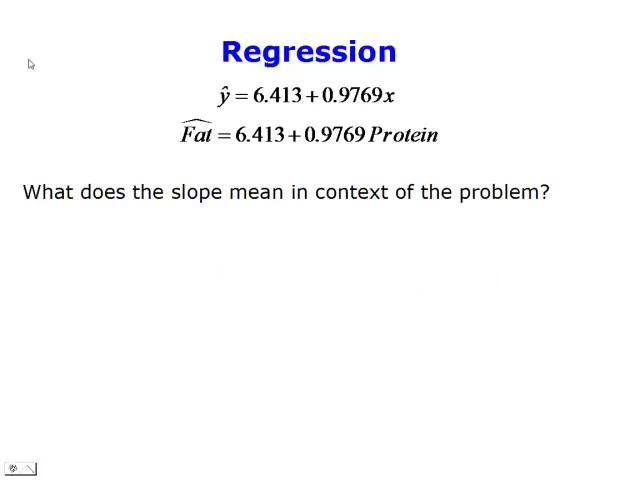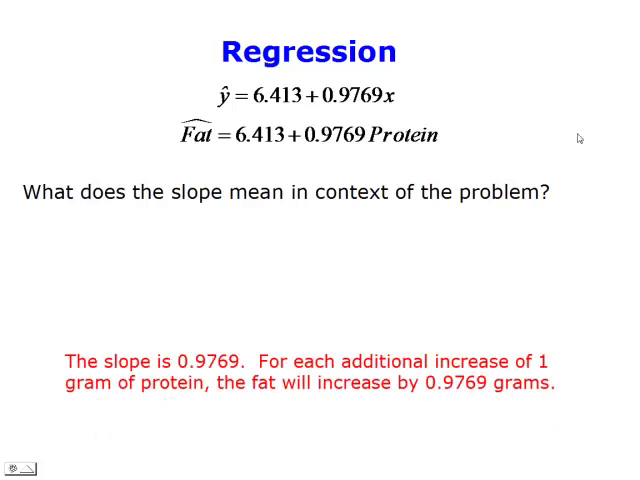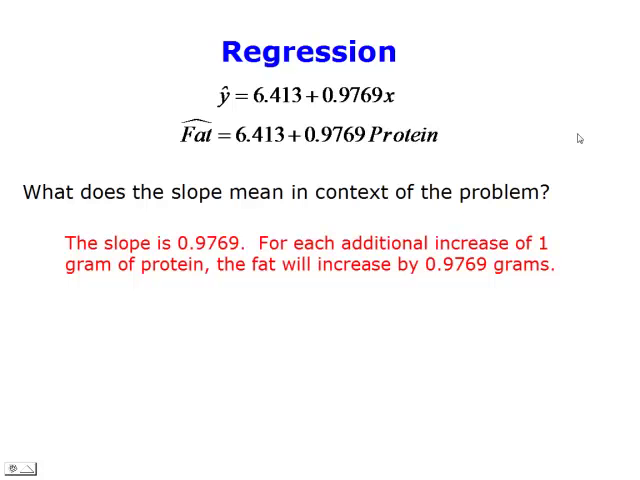So, some questions that you're going to be asked that deal with regression. What does the slope mean in context of the problem? The slope is 0.9769. For each additional increase of 1 gram of protein, the fat will increase by 0.9769 grams. Remember, slope is the change in y over the change in x. So it's the change in the fat amount divided by the change in the protein amount.